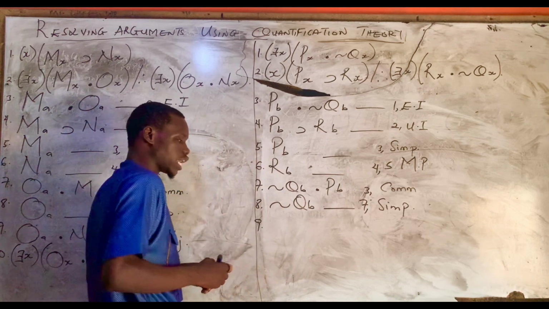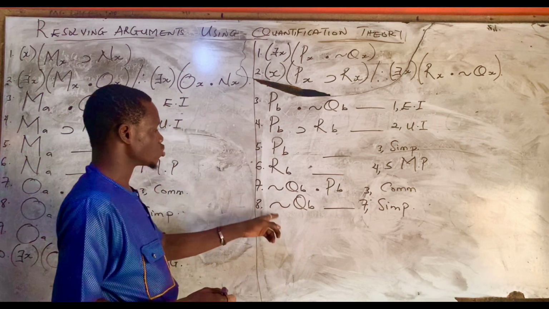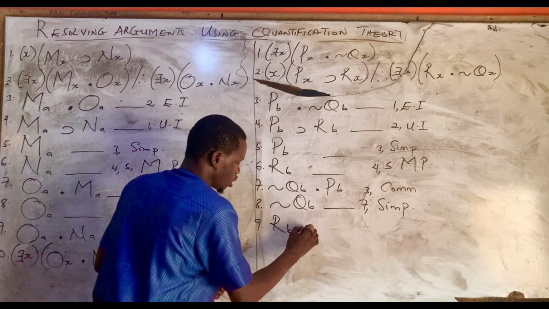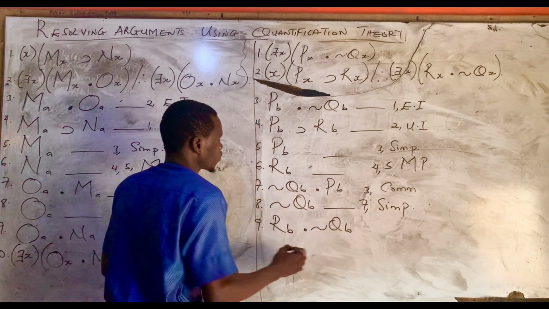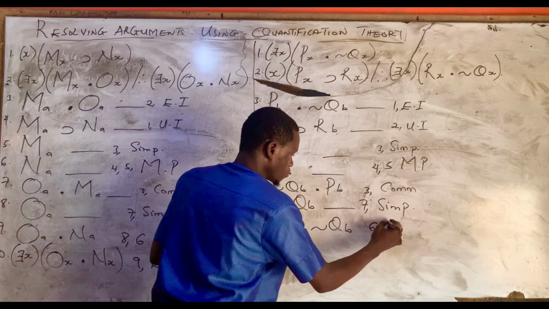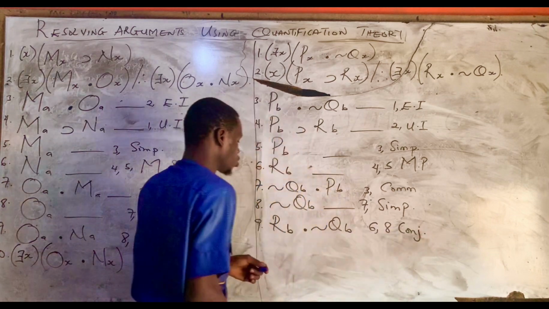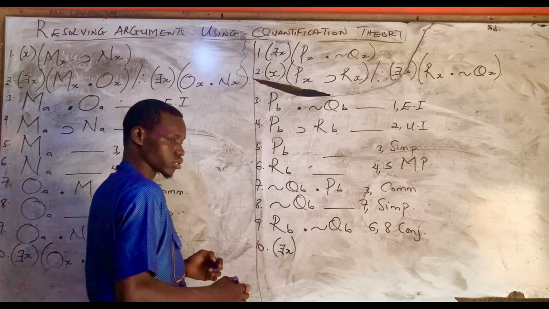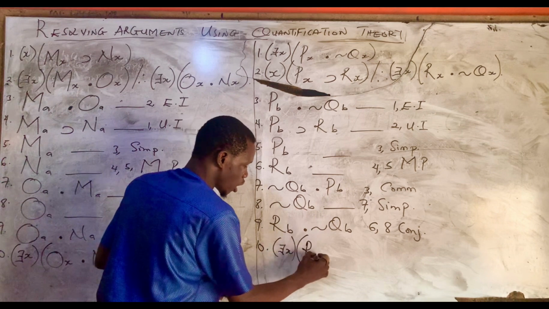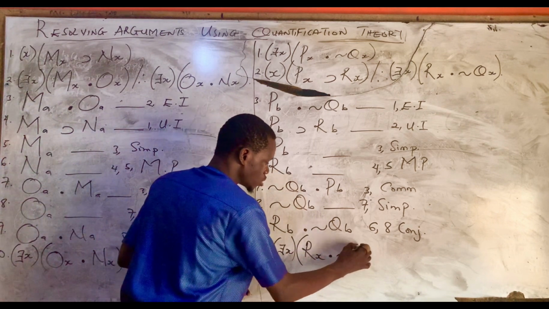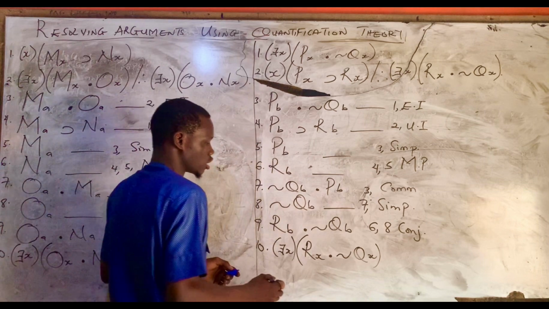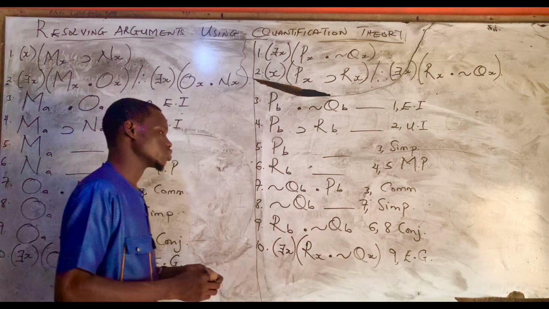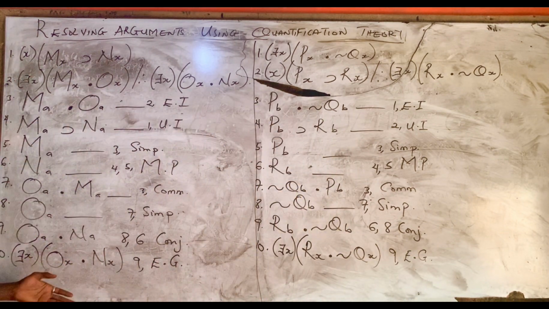Line 9 is what? Now conjoin Rb and not Qb: Rb and not Qb, that is 6 and 8, conjunction. Our line 10 will now be there exists x, Rx and not Qx. So that is 9, existential generalization. So that is that one.